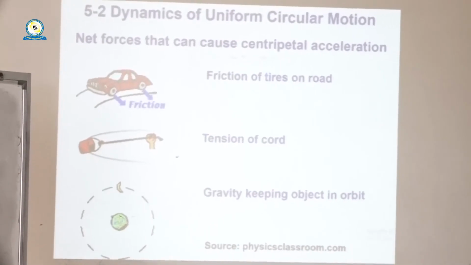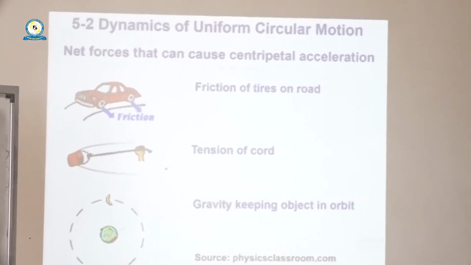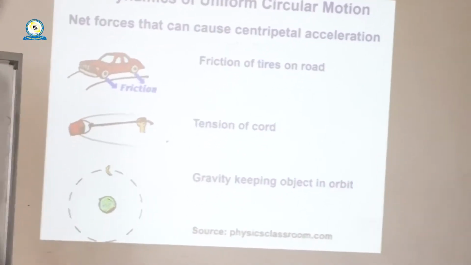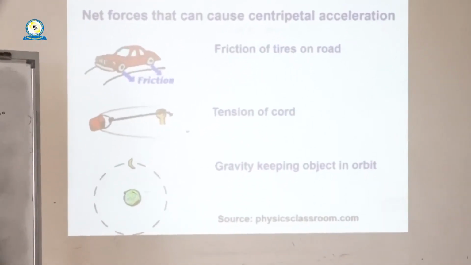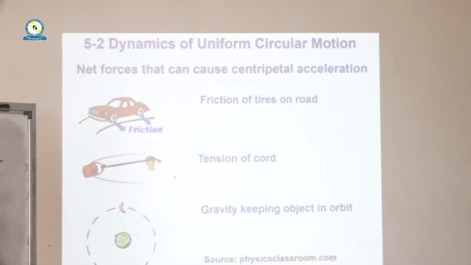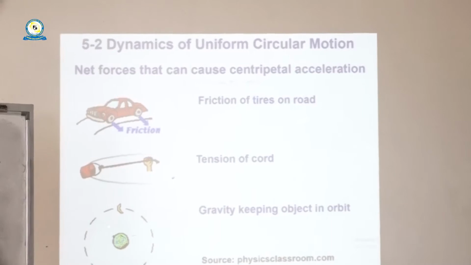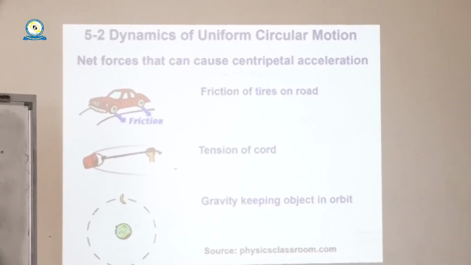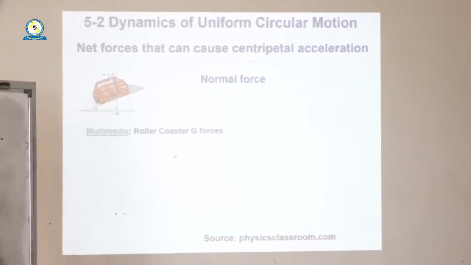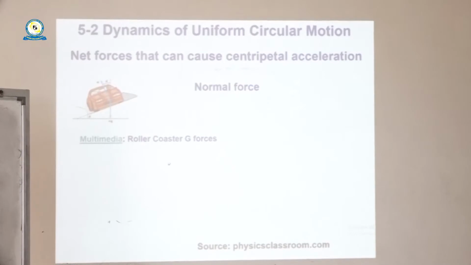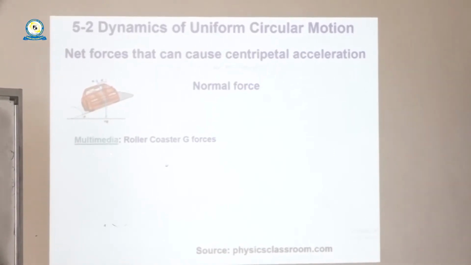Tension force of a cord is also a centripetal force. Gravity keeps an object in orbit, like Earth, or electrons around a nucleus. Net forces that can cause a centripetal acceleration also include the normal force.